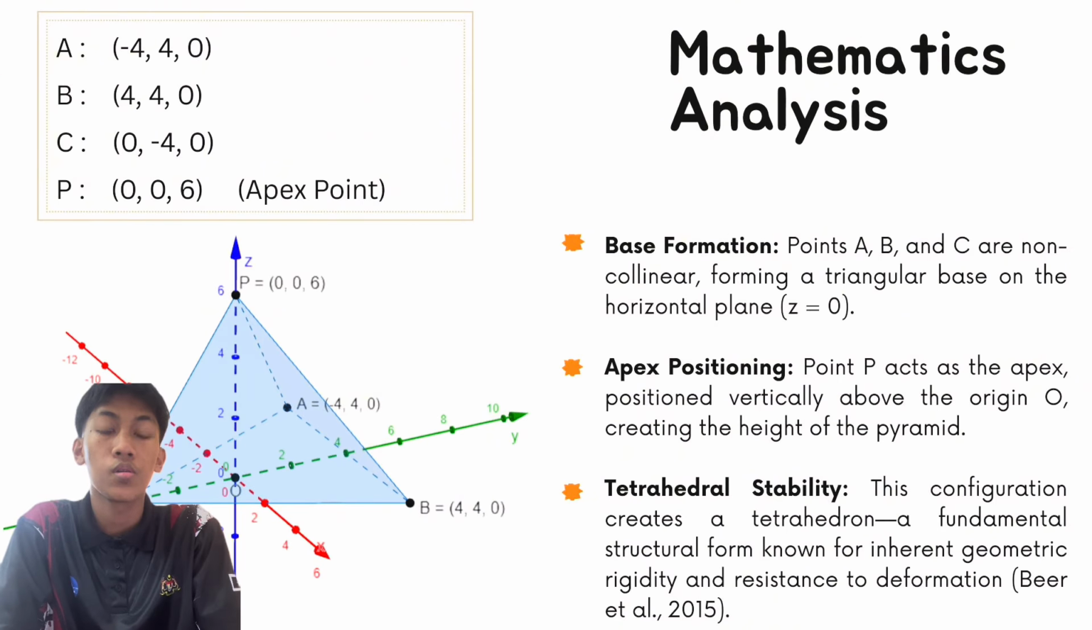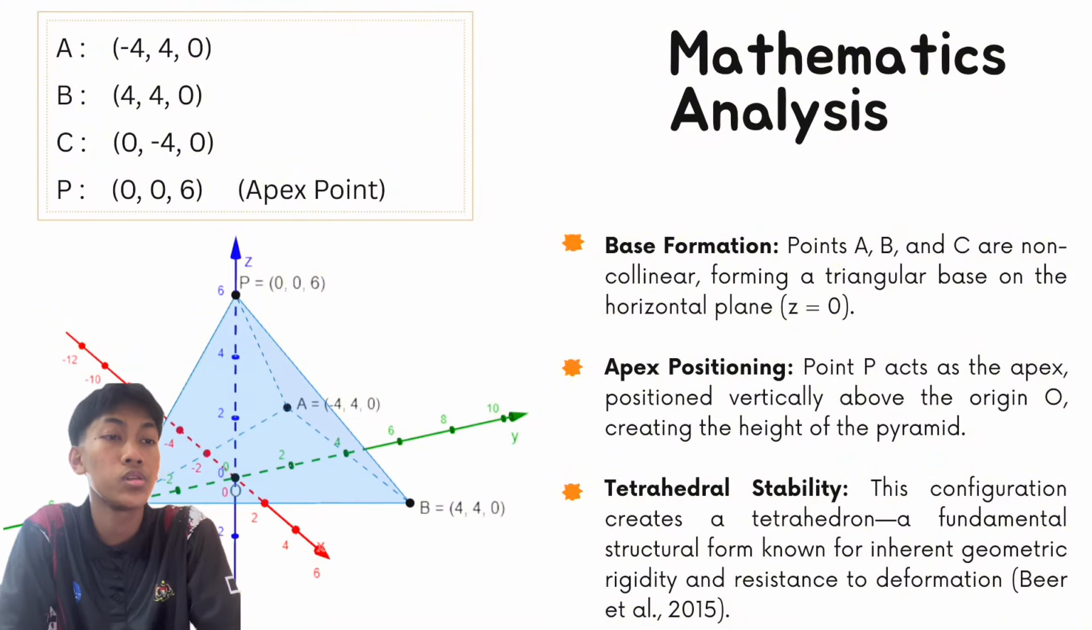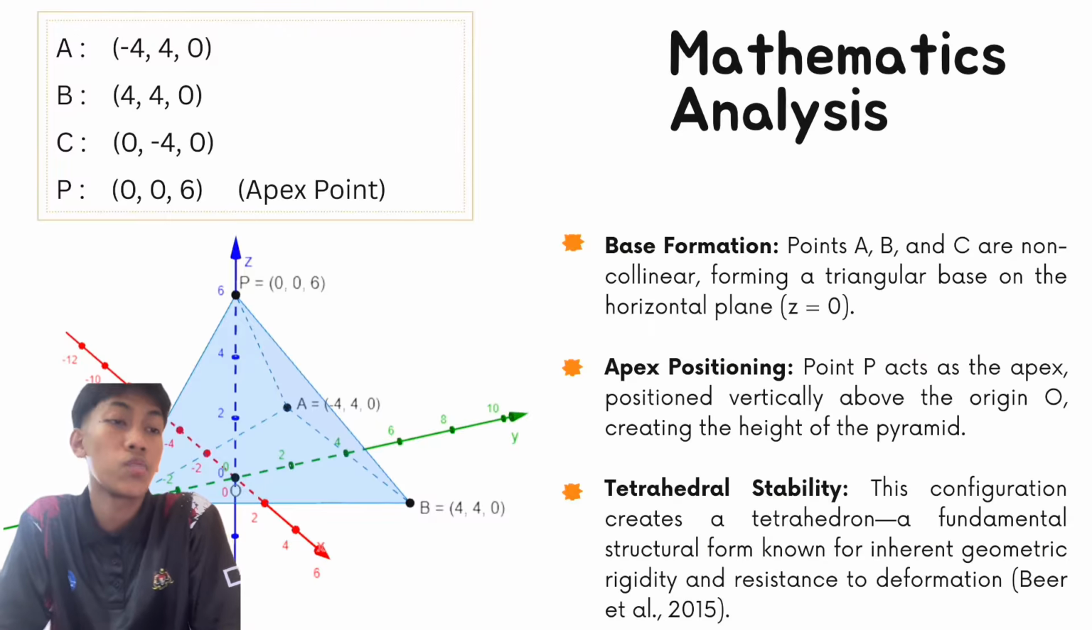After the discussions, we have decided to choose 3 points to form a triangular base, which are A, B, and C, based on the horizontal plane where z is equal to 0. So as you can see in the box, I have listed the points here, A, B, and C, where z is equal to 0. So we have A at (-4, 4, 0), B at (4, 4, 0), and C at (0, -4, 0).